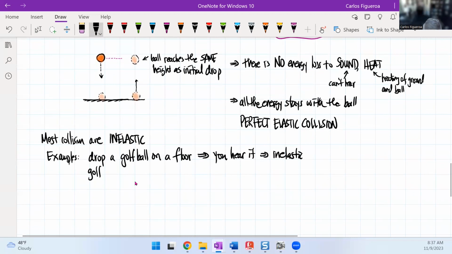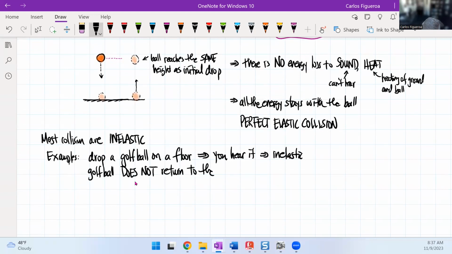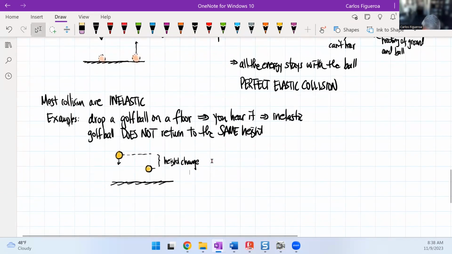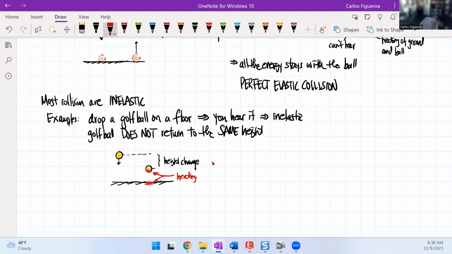And at the same time, you're also noticing that the ball will not come up to the same height. So the golf ball does not return to the same height. If I drop the ball again, and this is the ground right here, as I drop it in this direction, you're seeing that the ball will not get up to its original height. So you can see here is that there is a height change, telling you that if there's a height change, what's most likely the biggest cause here is that there was heating up of ball and floor.